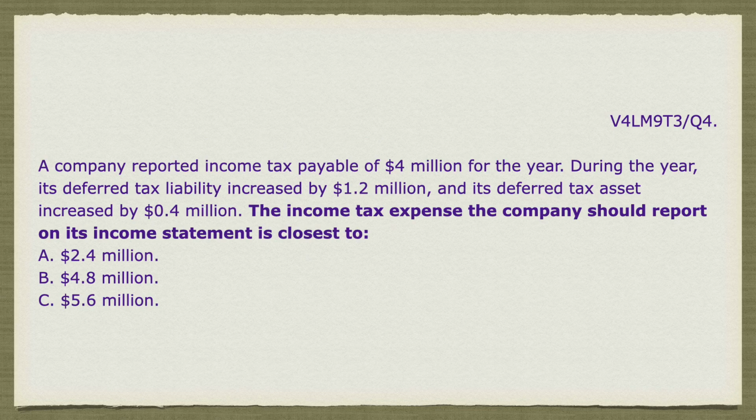A company reported income tax payable of $4 million for the year. During the year, its deferred tax liability increased by $1.2 million, and its deferred tax asset increased by 40 cents million. The income tax expense the company should report on its income statement is closest to A. $2.4 million, B. $4.8 million, C. $5.6 million.